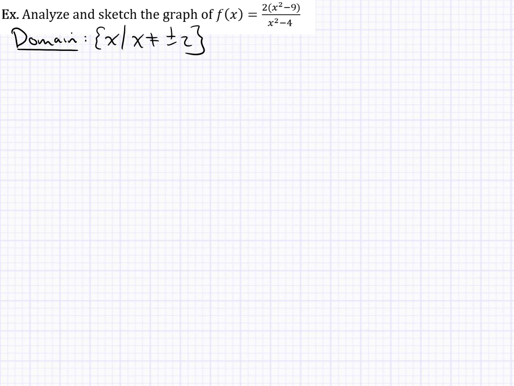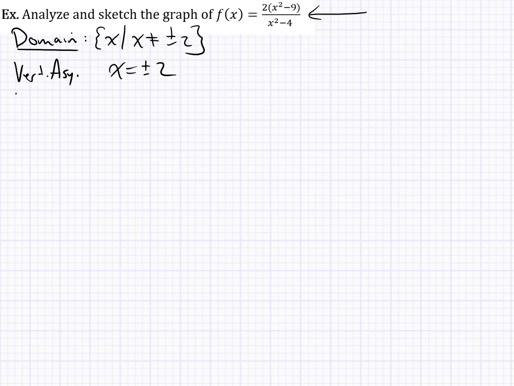A couple other things. This is a rational function. Another important thing about rational functions are your asymptotes. This will have a vertical asymptote when x equals plus and minus 2, and that goes hand in hand with the domain. The denominator will be equal to 0 when x equals 2 or -2. The numerator will not. If the denominator is equal to 0 only, you have your vertical asymptotes.